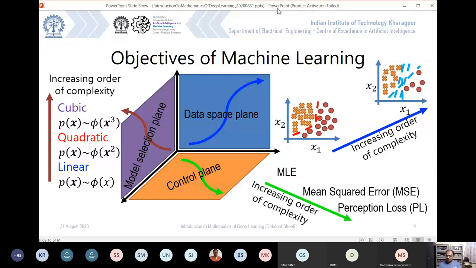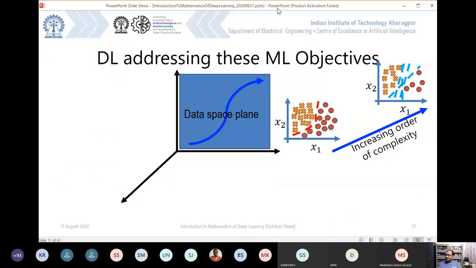Okay. So let's get into the starting point of it. The first problem you have is the data space of this whole issue.